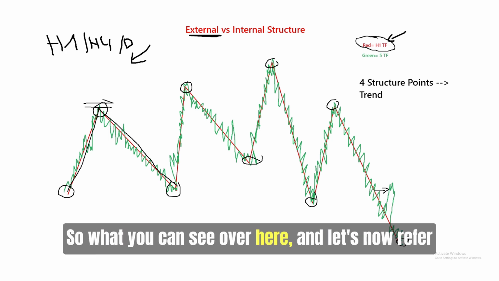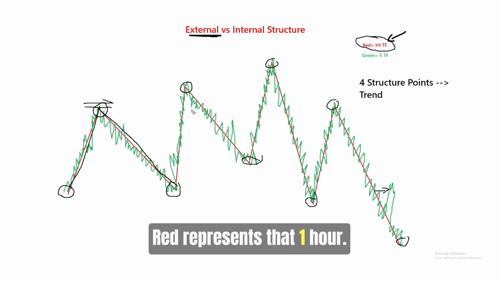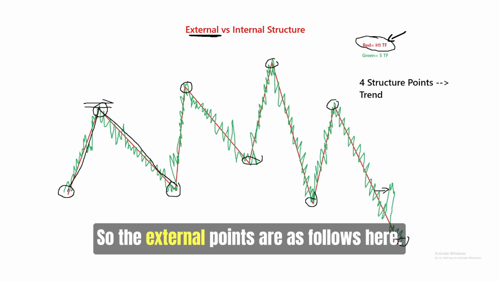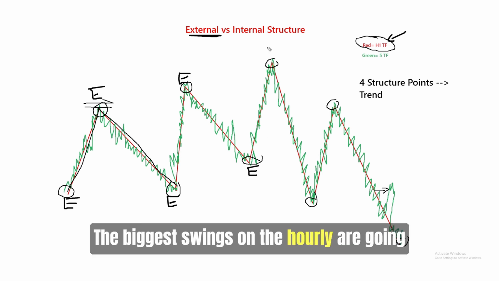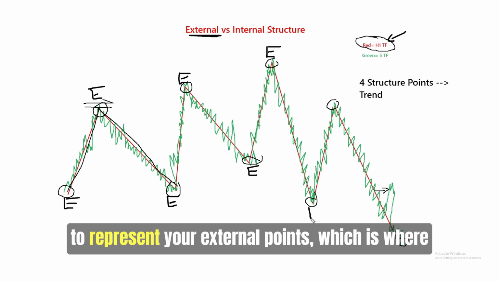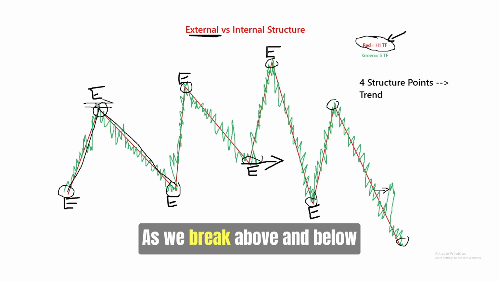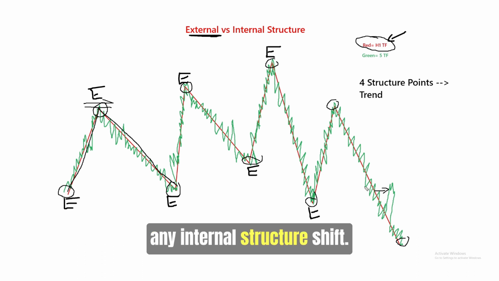So what you can see over here, and let's now refer back to the drawing, is that we have a structure, right? Red represents the 1 hour, and this is what a 5 minute time frame would roughly look like on a 1 hour external. So the external points are as follows: here, here, here, here. Well, you get the point, right? The biggest swings on the hourly are going to represent your external points, which is where the market structure shifts and changes, right, as we break above and below these points. It's very important.